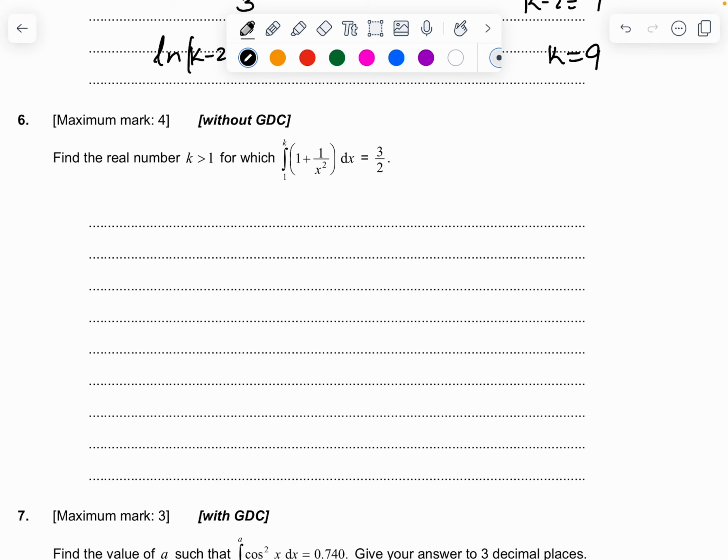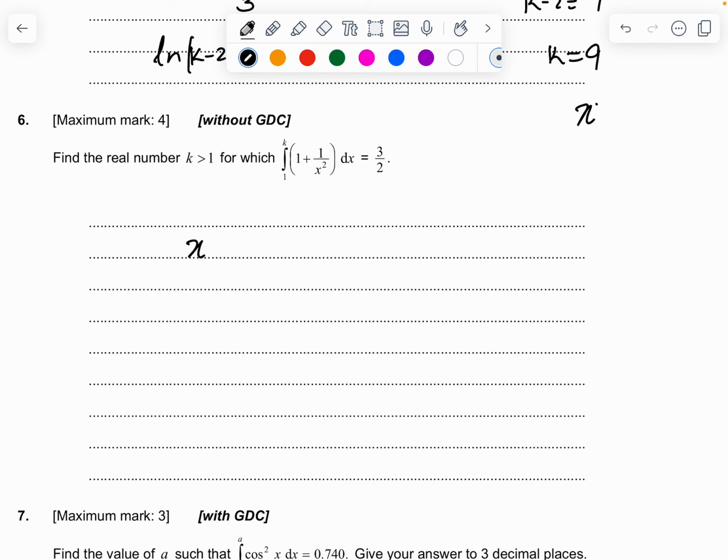Question number 6. Integral of 1 is x and integral of 1 upon x power 2. It is x power minus 2. Its integral will be x minus x power minus 1 from 1 to k equals 3 upon 2.